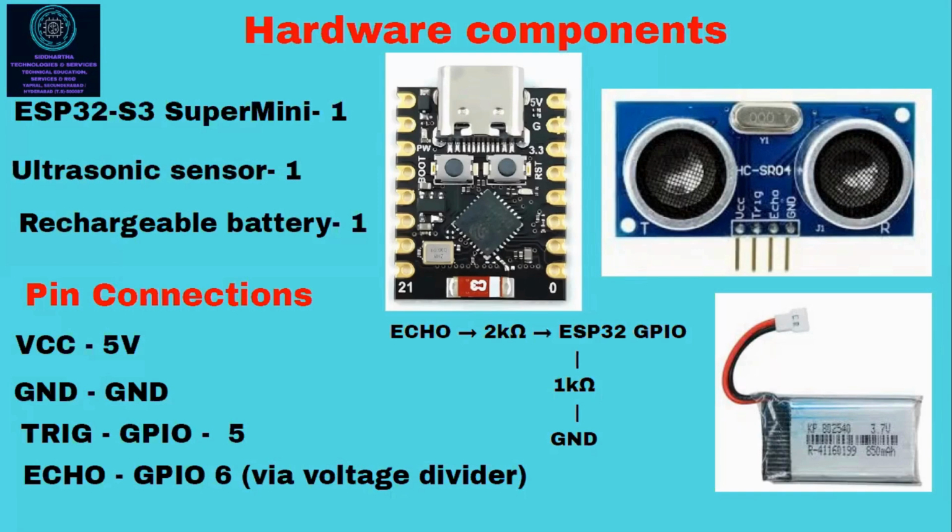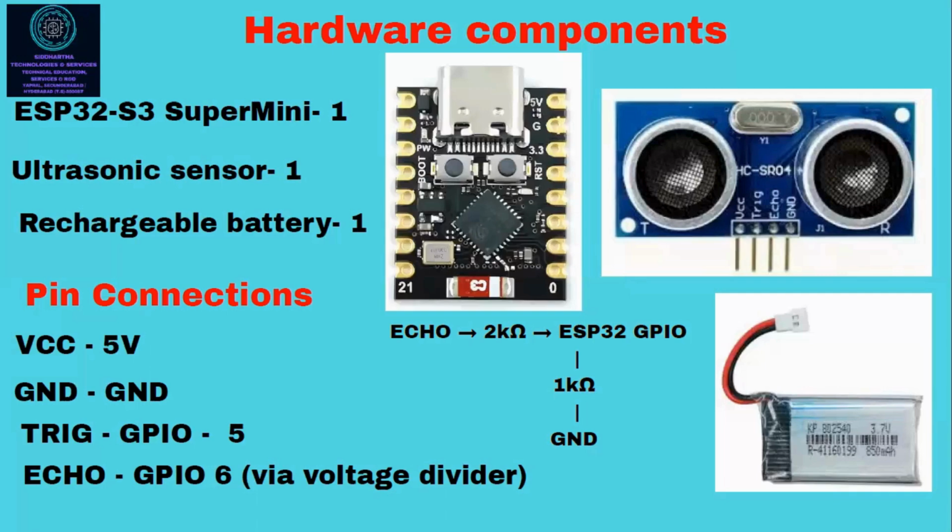The sensor detects vehicles by measuring distance, while the ESP32 processes and uploads data to the live dashboard. We have used an ultrasonic sensor, and of course it is working on a battery. So components are very, very few. The pin connections are very simple. VCC to 5 volts, ground to ground. The trigger pin of the ultrasonic sensor is connected to pin number 5. The echo pin is connected to pin number 6.